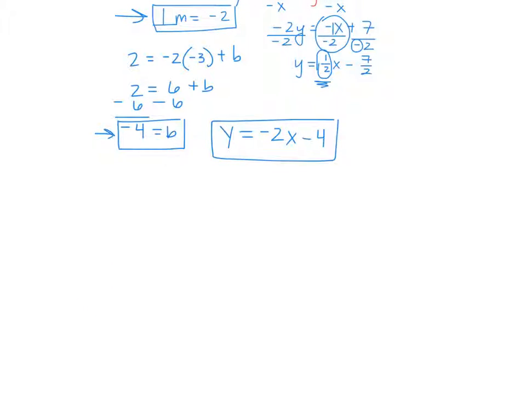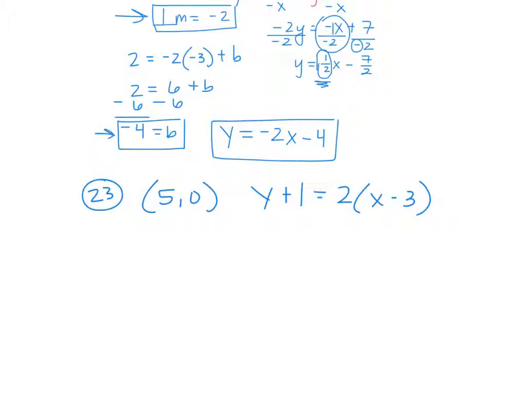Last one. This is number 23. And on number 23, they give us the point (5, 0). And the equation y + 1 = 2(x - 3). The beauty of this one is we see the slope. So the perpendicular slope, if my slope right now is 2, perpendicular to that would be -1/2. So we're going to use that, and we're going to use the x, and we're going to use the y.